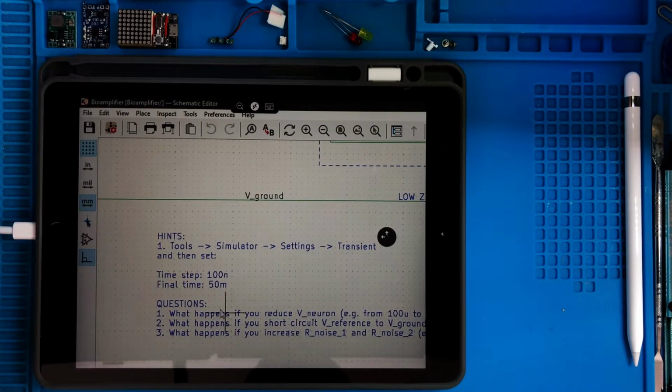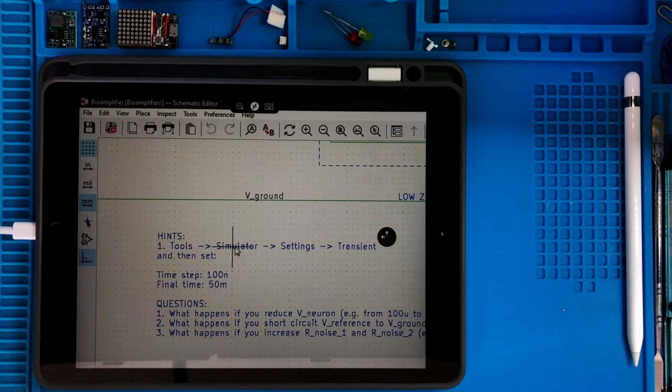For instance, what we will do is a so-called transient simulation. In a moment I will explain what it is. In order to have it run, we have to put some parameters: the time step and the final time, those two values. These are in nanoseconds and milliseconds. So what is the time step? The time step of a simulation is the delta t.